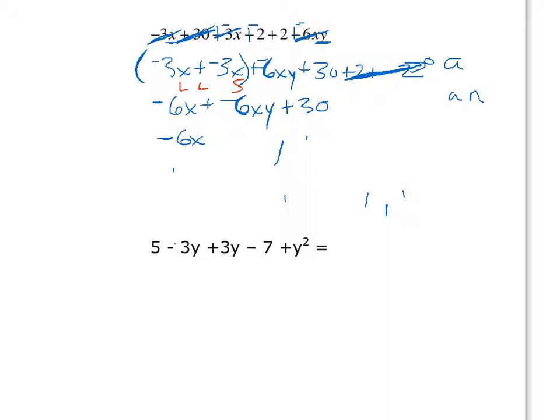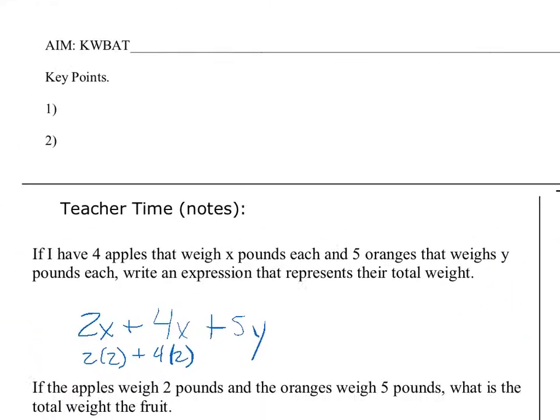So the negative 6 is left. We change the addition to a subtraction. We switch the negative 6xy to a positive 6xy. Then we add 30. Okay? Questions? Nope. Okay, let's move on to those key points really quickly.